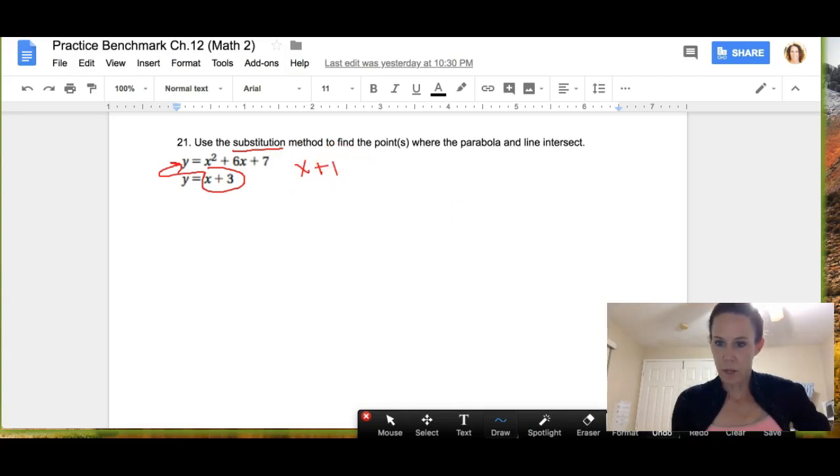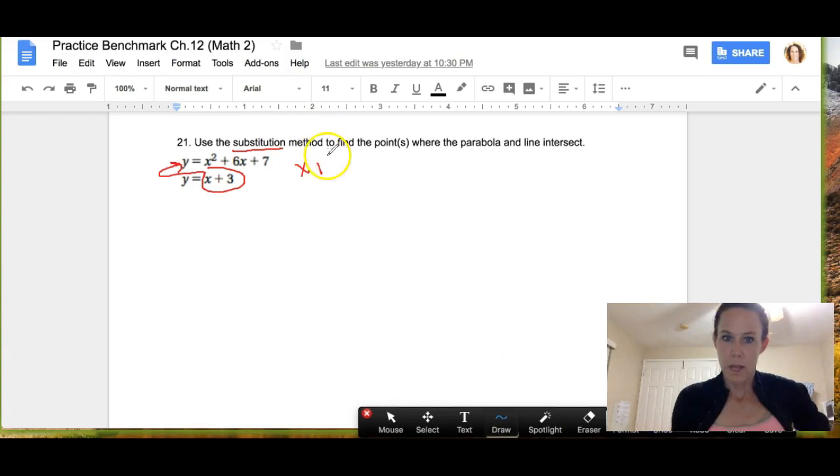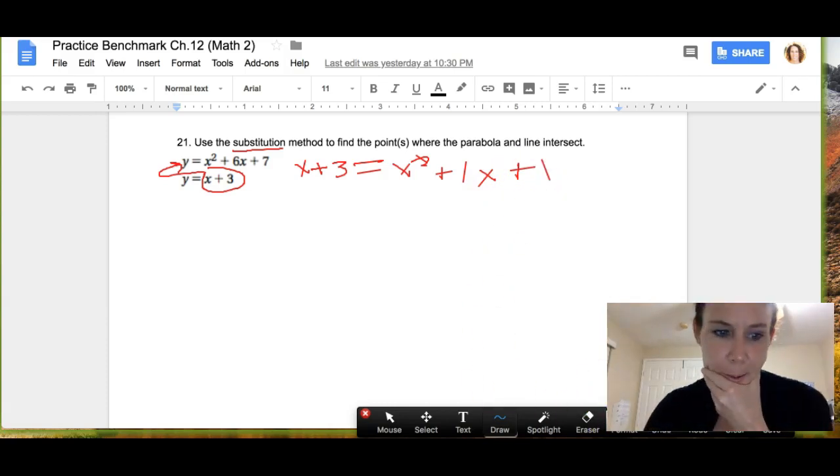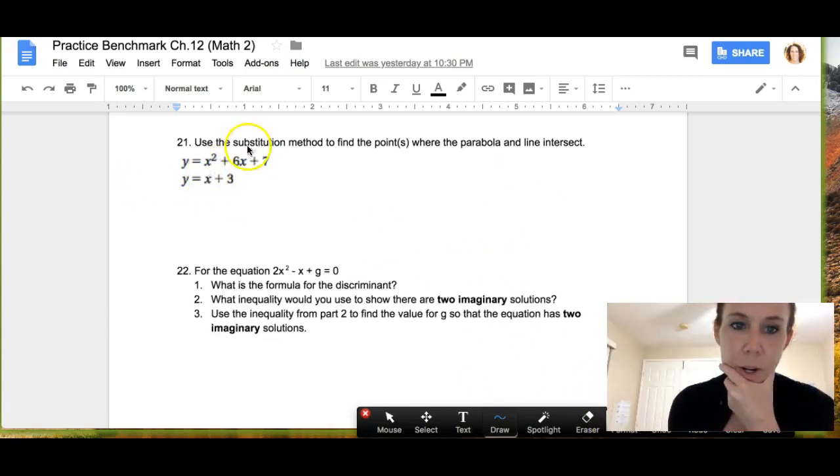Oh, it's being slow. X plus 3. Yeah, hold on. All right, so plugging in here, x plus 3 equals x squared plus 6x, and it's not working, plus 7. What is the deal? All right, we're going to try this again because that wasn't working.